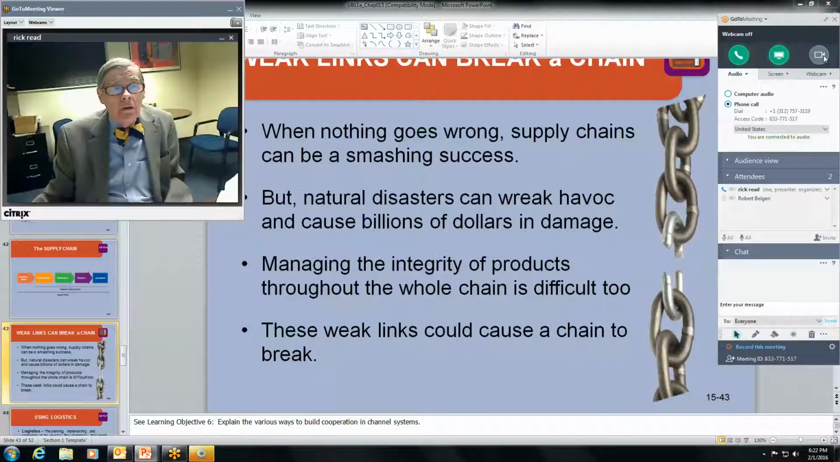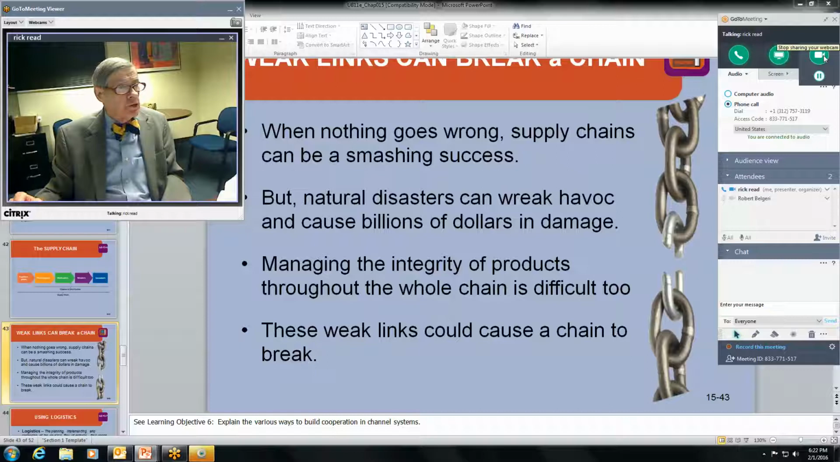These are some weak links in what can go wrong. Natural disasters come along, and we're finding more and more of those today. Rising tides, increasing severity of storms, both the rain and snow, and things of that nature. That really causes lots of problems.